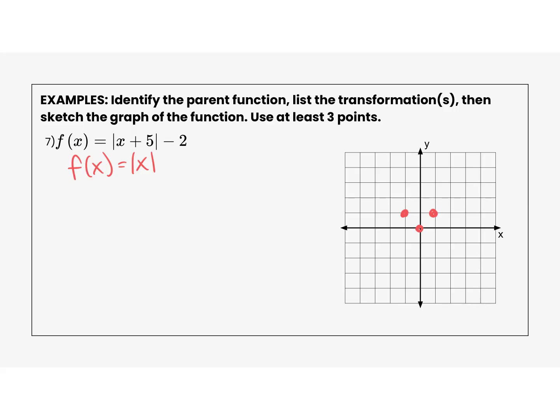So now I look at the shifts. I see a +5 and a -2. So the +5 on the inside tells me left 5. The -2 on the outside tells me down 2. So I'm going to, again, move all these points left 5 and down 2.